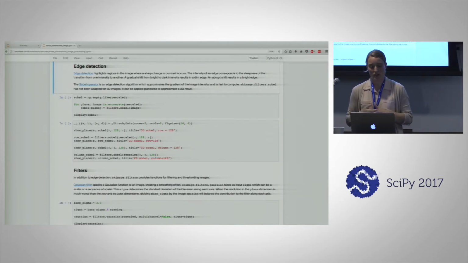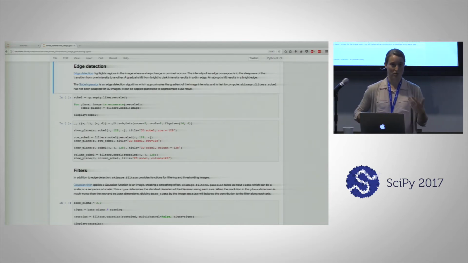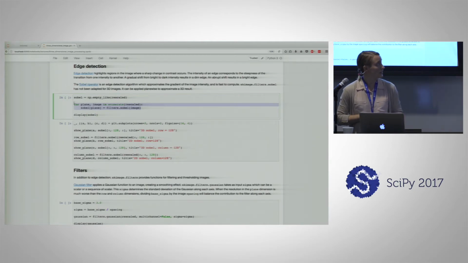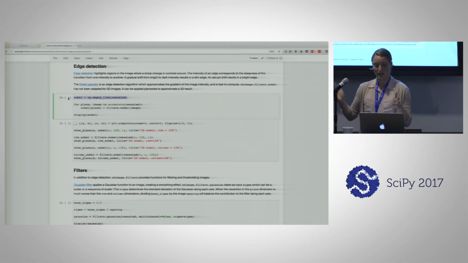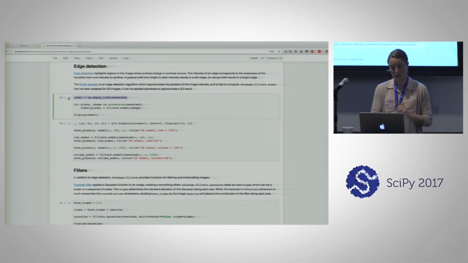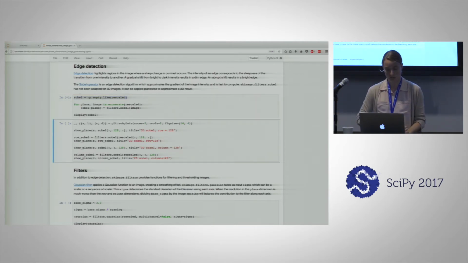The Sobel edge operator approximates the gradient of the image, but is faster to compute. It has not been adapted to 3D images, but we can approximate it by applying it plane-wise to get a 3D result. And this is what you see here in this section. We initialize a placeholder using np.empty. You could also use np.zeros to initialize an empty image, and then we compute the operation on each plane and save it back to that placeholder to get the result. So let's take a look.